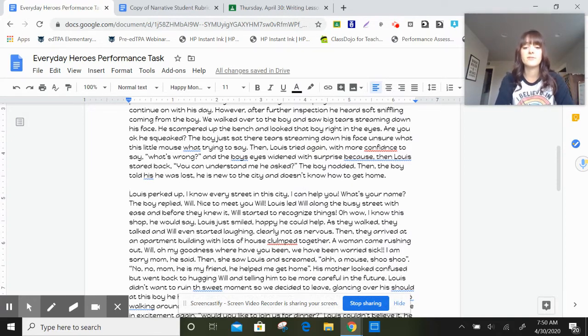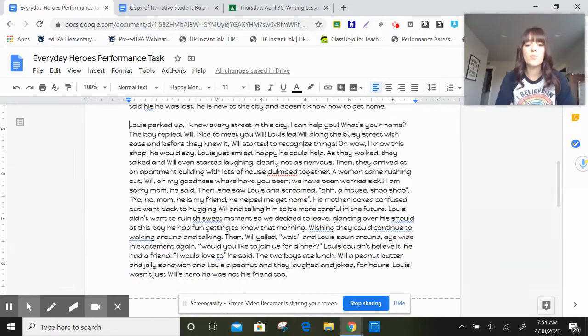His mother looked confused, but went back to hugging Will and telling him to be more careful in the future. Lewis didn't want to ruin the sweet moment, so he decided to leave, glancing over his shoulder at the boy he had fun getting to know that morning, wishing they could continue to walk around and talk. Then Will yelled, "Wait!" and Lewis spun around, eyes wide in excitement again. "Would you like to join us for dinner?" Lewis couldn't believe it. He had a friend. "I would love to," he said. The two boys ate lunch with a peanut butter and jelly sandwich and Lewis a peanut and laughed and joked for hours. Lewis wasn't just Will's hero, he was also his friend.